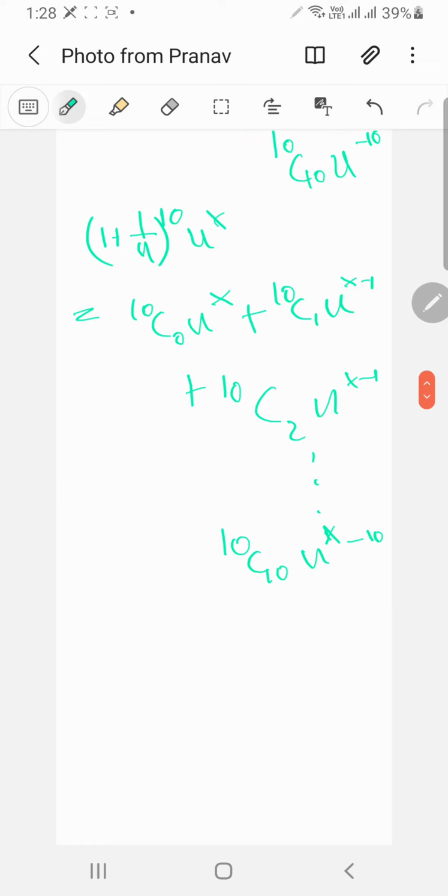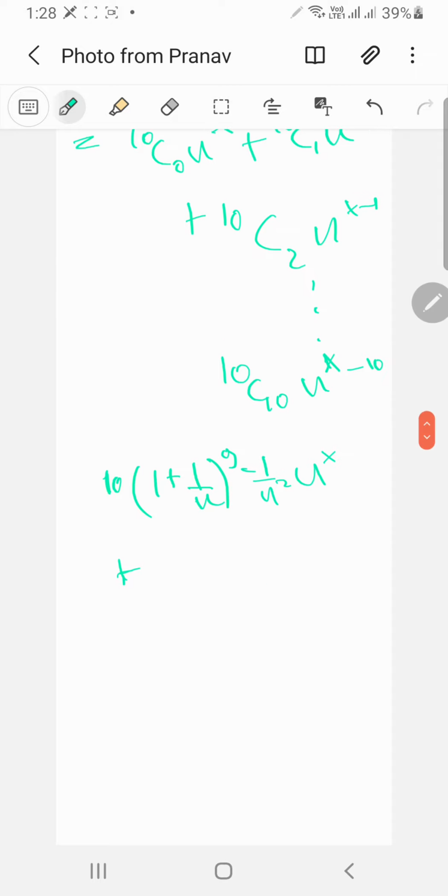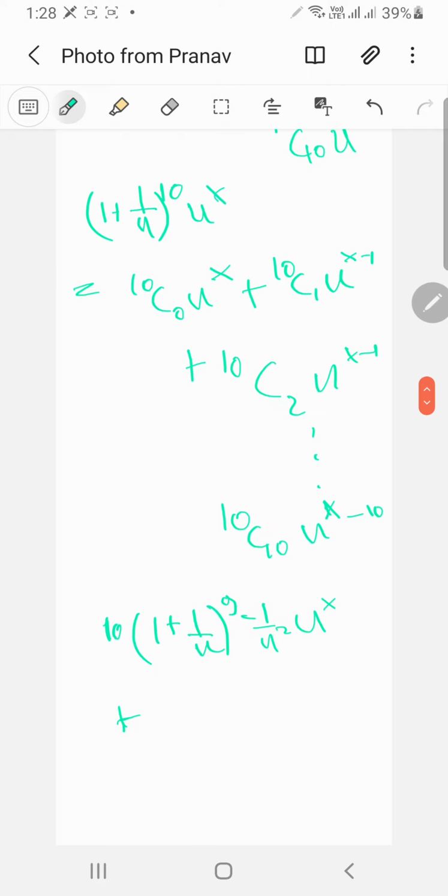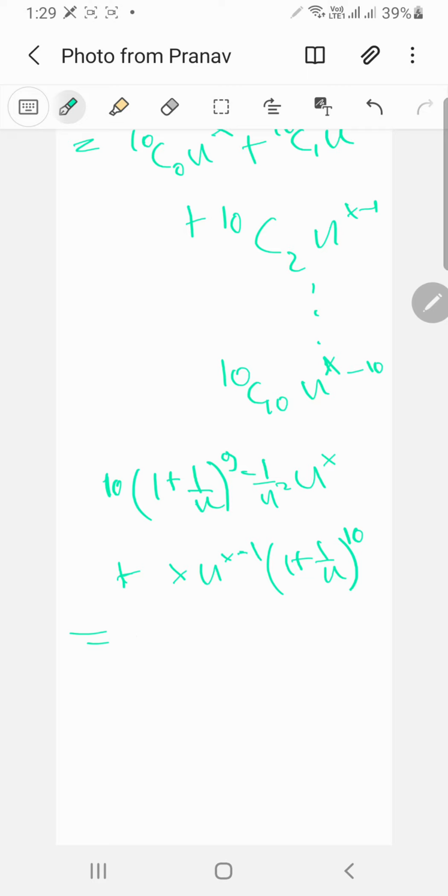Okay, and now we can take the derivative. Nice. So the derivative of this thing, oh god, it looks really bad. The derivative of (1 + 1/u) power 10 is 10 into (1 + 1/u) to the power of 9, and the derivative of 1/u is negative 1/u squared, and that thing into u power x, plus you will have that u power x over there. The derivative of u power x is x into u power x minus 1, times (1 + 1/u) to the power of 10. All right, which we can simplify. So it's going to be negative 10 into (1 + 1/u) to the power of 9, and then u power x minus 2. Yeah, that should be correct.